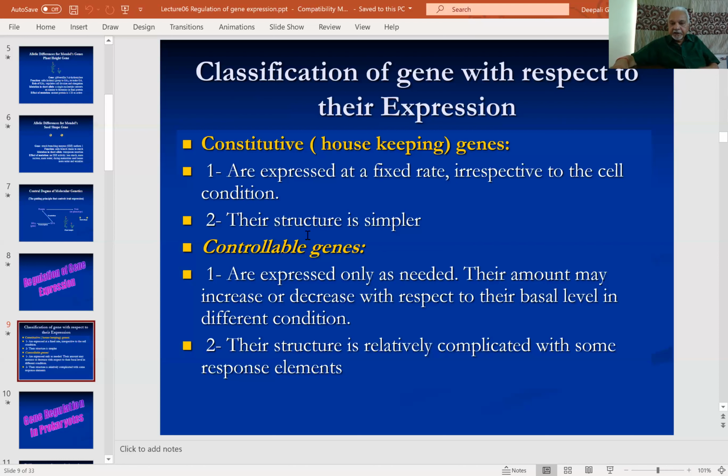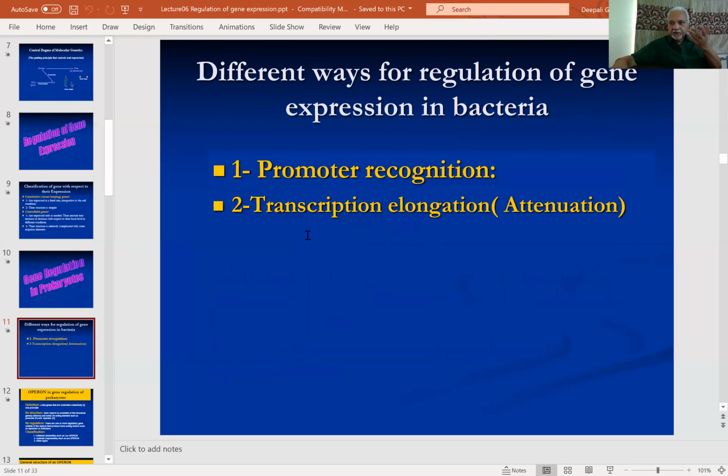So we will look first at the prokaryotic system, at how this expression is regulated, very quickly. I know you have gone through it, so let us look at it. There are two ways in which a prokaryotic cell, a bacterial cell, controls the expression of genes. One is promoter recognition, and the second one is transcription elongation, or what we call attenuation. So there are two ways by which a prokaryotic gene's expression is regulated.